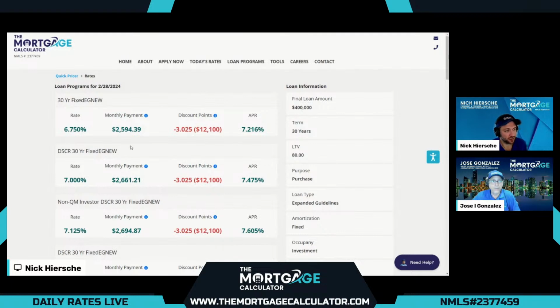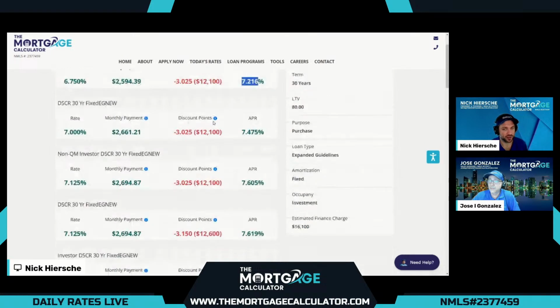And again, absolutely smoking. 6.75 rate, 3.025 discount points of cost. Final APR 7.216 for a DSCR option, beating the portfolio full doc and beating the true conventional. Absolutely amazing. I would say 100% of investors will take this option over any other option right now. So definitely make sure you present all these options to your investors.